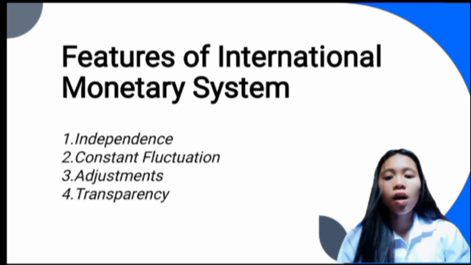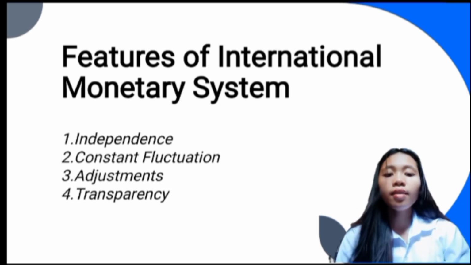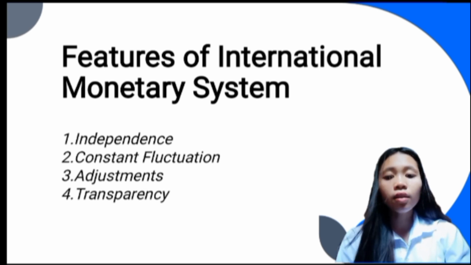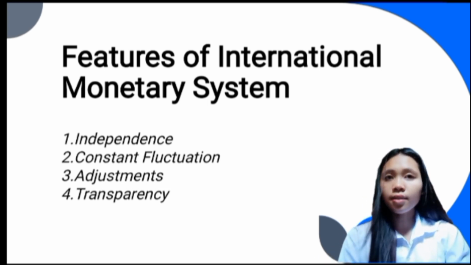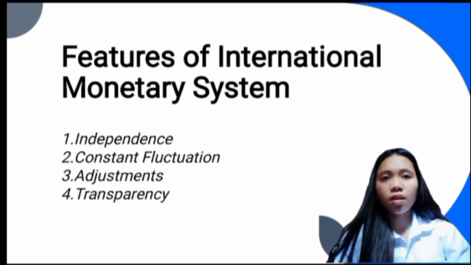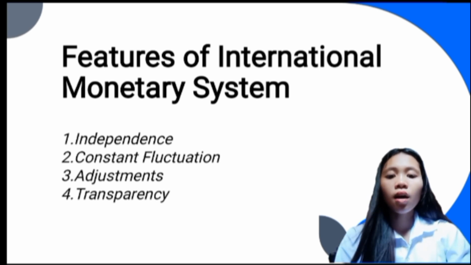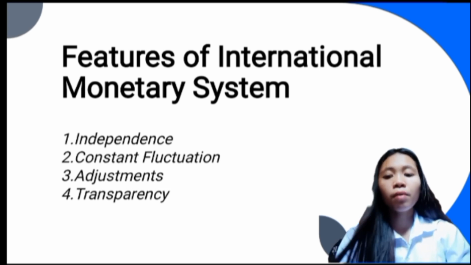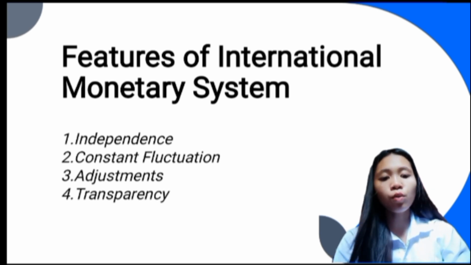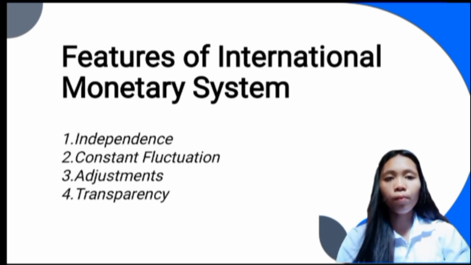For example, if there is a sudden change in the economic outlook of a country, such as a decrease in GDP growth, it can lead to a decrease in the value of its currency relative to other currencies. Number 3, adjustments. The floating rate system allows for adjustments in the balance of payments, or BOP, between countries. The balance of payments represents the difference between a country's exports and imports, as well as other financial transactions.